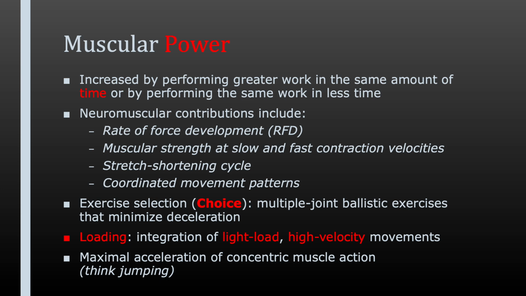First, we have to look at the muscular strength at slow as well as fast contractions. It must include the stretch shortening cycle and coordinated movement patterns. So exercise selection is really key here. Multiple joint, ballistic, jumping, explosive exercises that minimize the negative acceleration known as deceleration. Loading: we have integrated light load and high load, which we'll have a figure on the next slide to further discuss. And then maximal acceleration of concentric muscle actions.